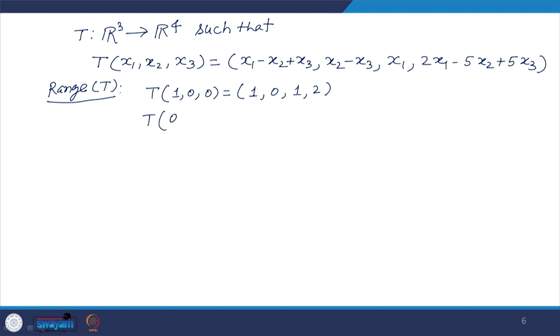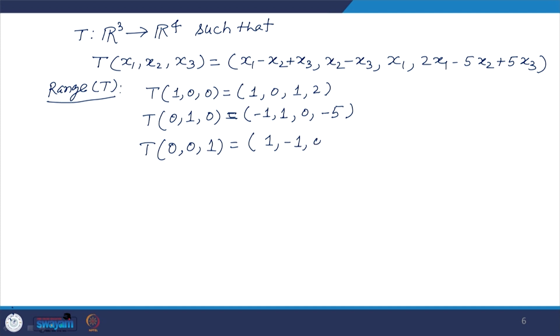Now, take another vector of the standard basis of R^3, (0, 1, 0). It is going to (-1, 1, 0, -5). Now, take the vector (0, 0, 1). So, (0, 0, 1) will go to (1, -1, 0, 5).